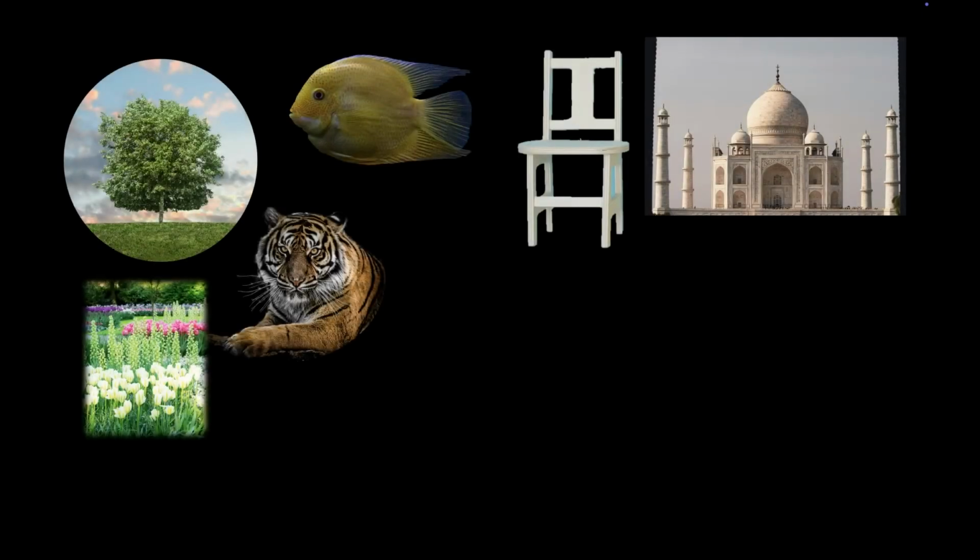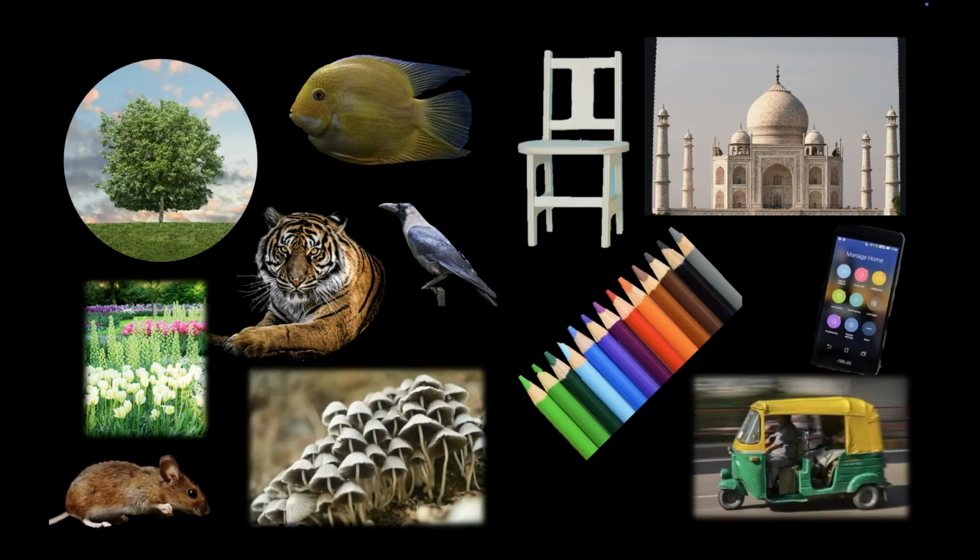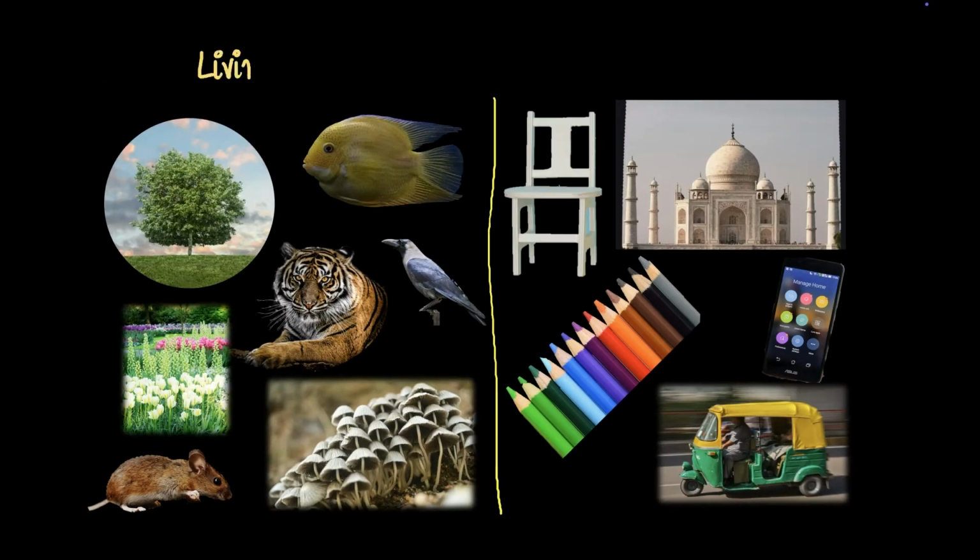I'm going to display a set of pictures on the screen. Can you tell me if you can see some kind of pattern amongst these pictures? Yes. All the pictures on the left are a little different from the ones on the right. All the pictures on the left are living organisms, while all the ones on the right are non-living things, right?